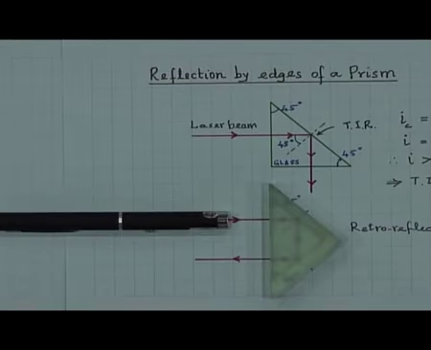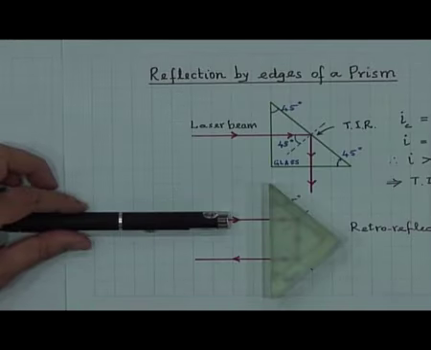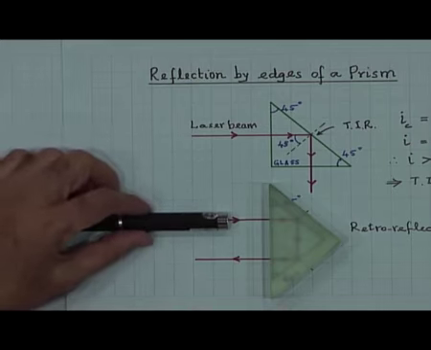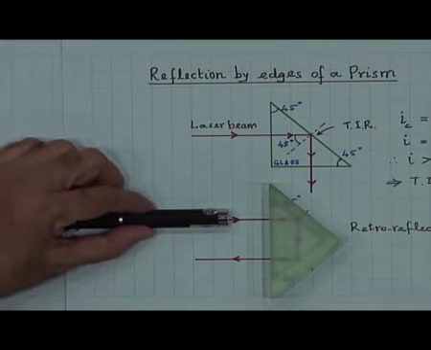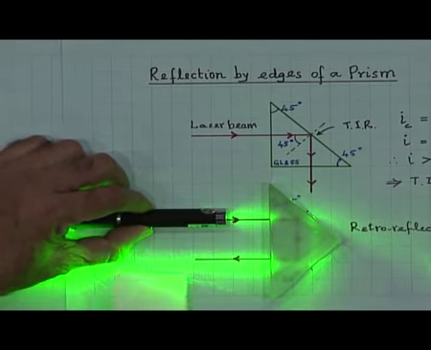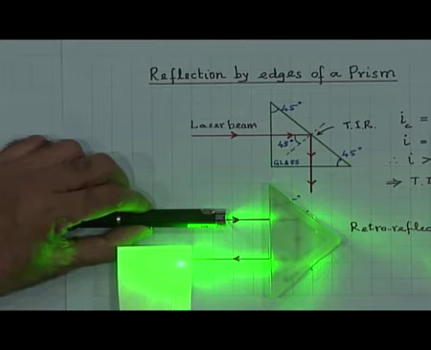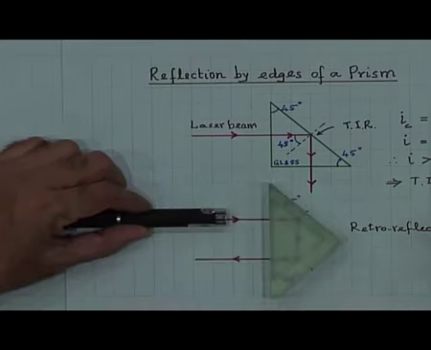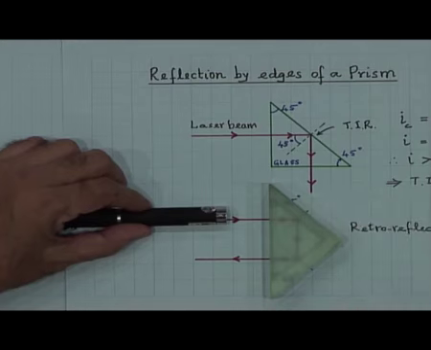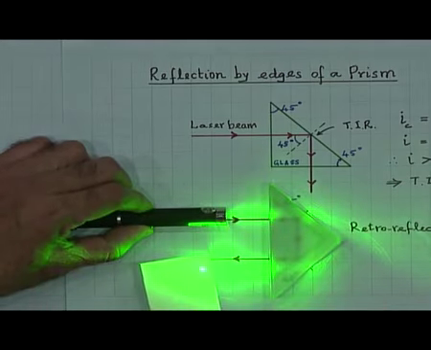So, here I have a laser and a prism, and I just want to demonstrate to you the retroreflector. See, if I switch on the laser here, we can see the beam is completely getting reflected back here, because it is undergoing total internal reflection at both the interfaces, that is here as well as here, and this is the principle of a retroreflector.